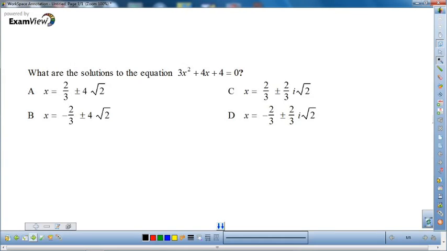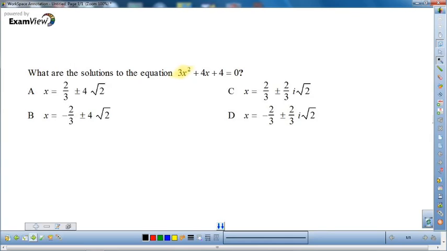We want to find the solutions to this quadratic equation. So notice that my leading coefficient is 3. This is not a factorable quadratic, and one of the ways I can tell is by looking at my answers. So I'm either going to have to use the quadratic formula or completing the square.